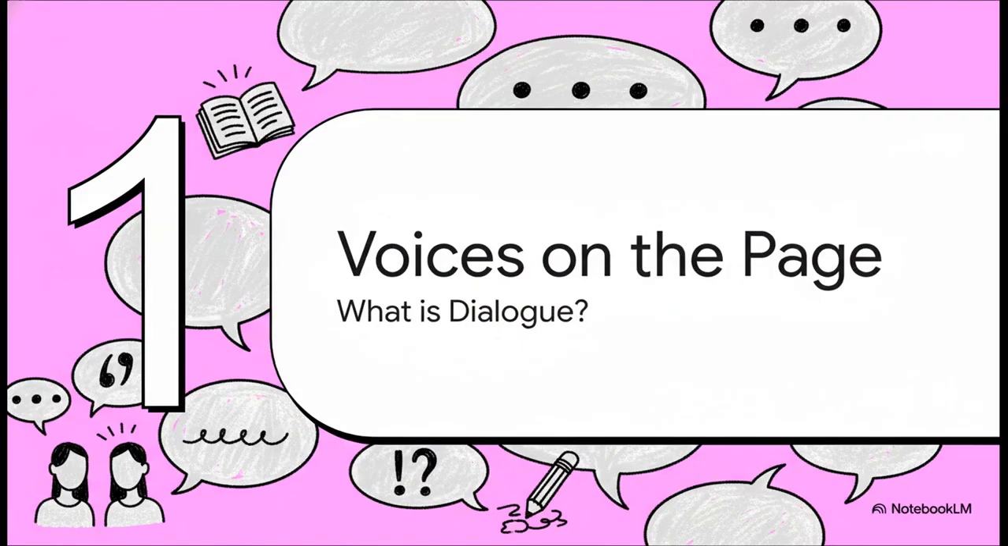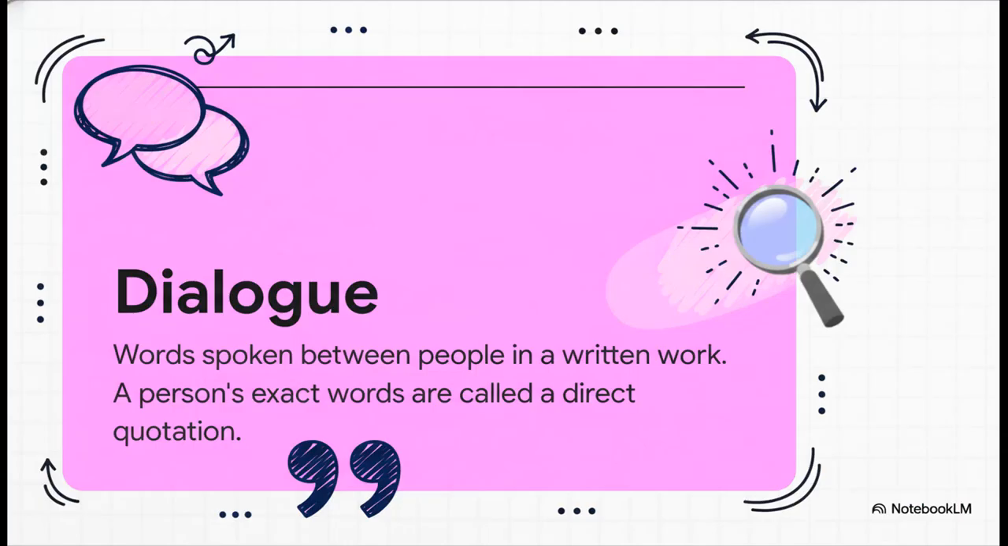So, first things first, let's just make sure we're on the same page about what dialogue actually is. Dialogue is just the conversation, right? The back and forth. And when we write down the exact words someone says, that's what we call a direct quotation. Our whole goal is to make those quotations crystal clear for anyone reading them.